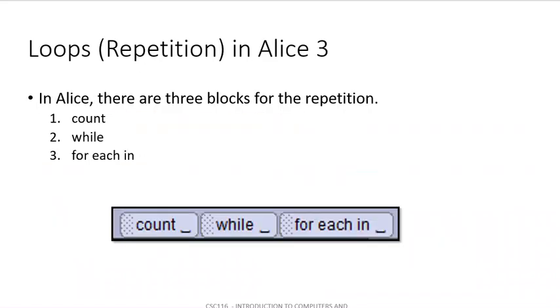Okay, now we focus on our Alice. Okay, so how to make coding in Alice to show repetition. Okay, in Alice there are 3 blocks for the repetition. We can use count, while, and for each in. Okay, kalau you refer dekat you punya Alice, okay, at the bottom of your Alice window, you have this count, while, and then for each in. You just drag, okay, into your coding window.